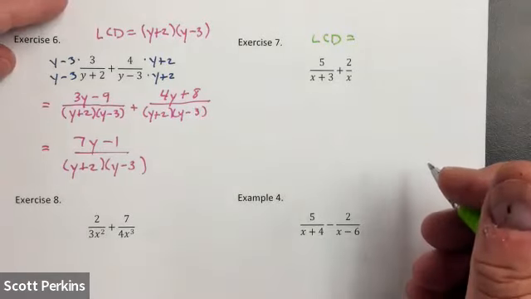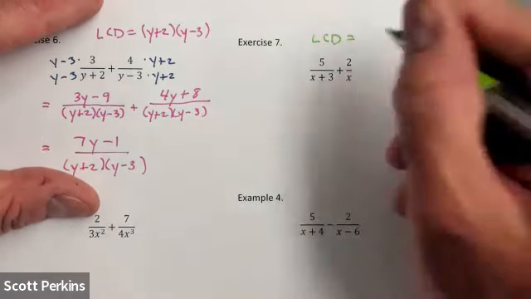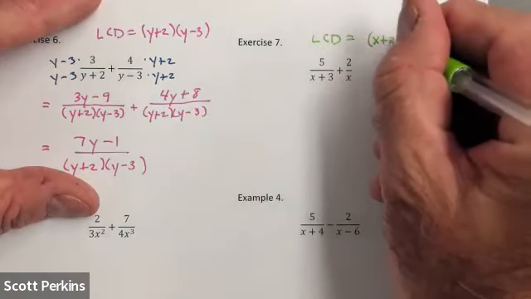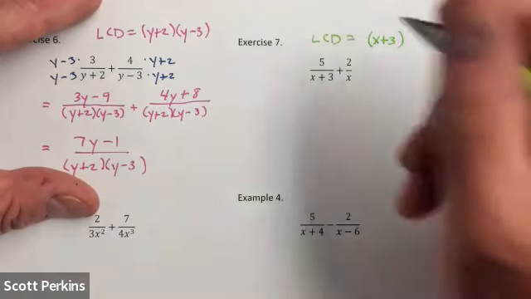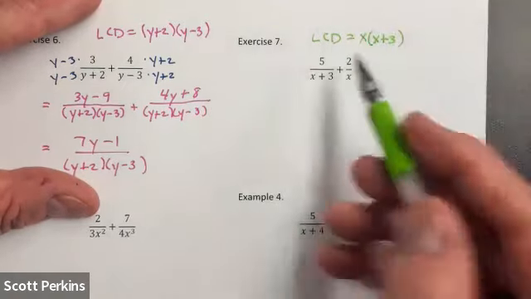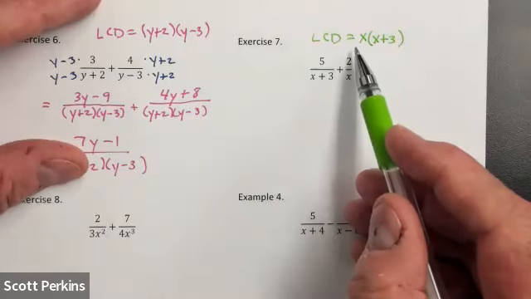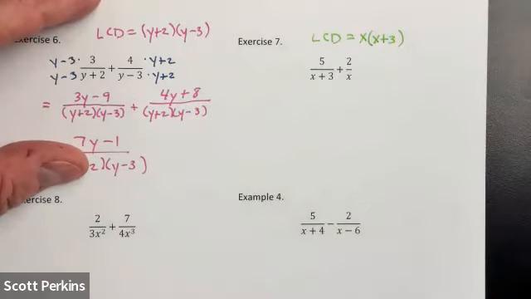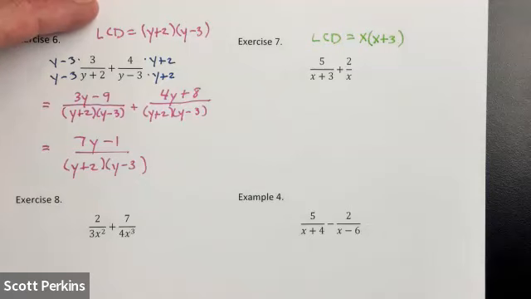What's one of the factors I need? Yep, x plus 3, great. And what's the other factor I need? Plain old x. It doesn't matter. I like to put the plain old x first, but if you put it afterward, it doesn't matter at all. Okay, there you go. You need an x and an x plus 3. You need both of them.